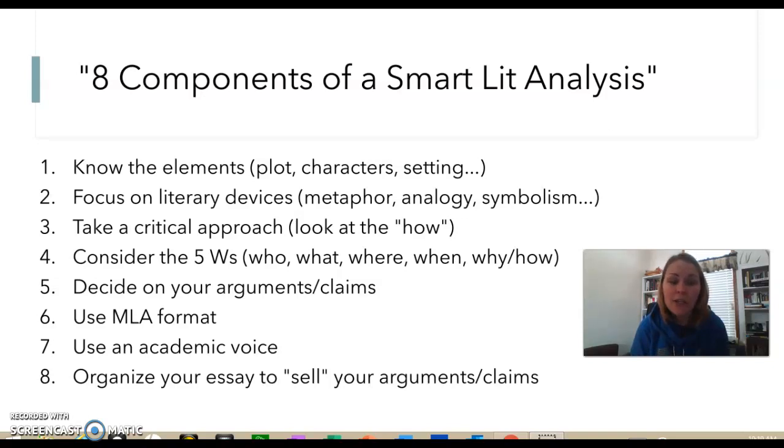The sixth component is that you will use MLA formatting in your writing. Seventh is that you will use an academic voice in your writing. I'll talk about some examples of what that means in a minute. And then the eighth component is that you organize your essay to sell your arguments. So by the end of your essay, we want to believe that whatever case you've put together about how the author wrote this book is believable. We're with you on it. You've sold your argument. You've given us evidence. We've connected with you as a writer, and we believe you.